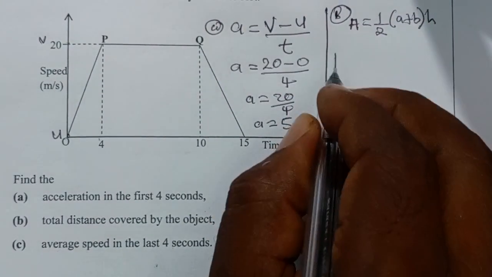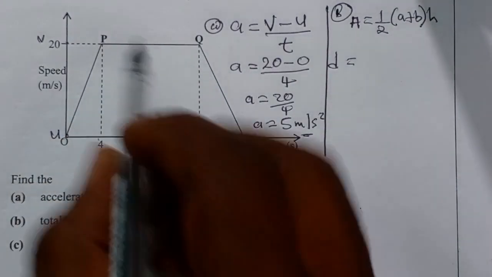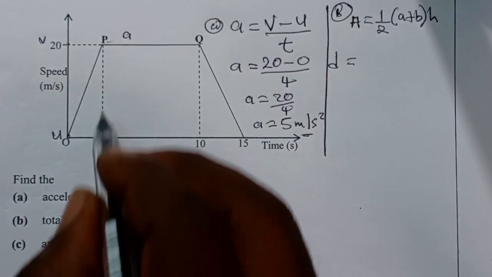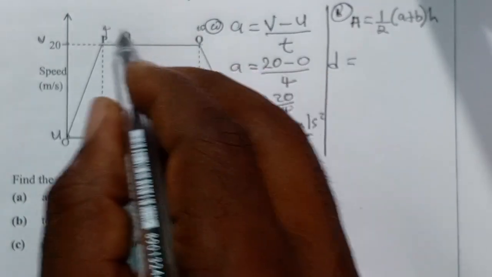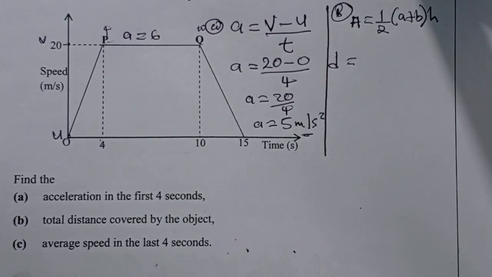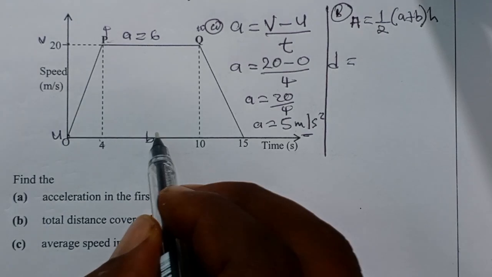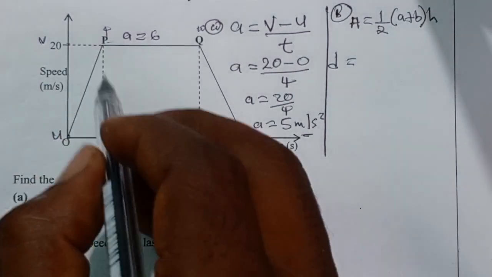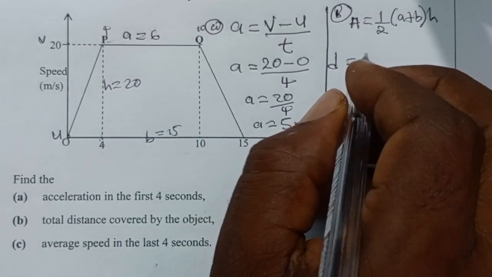So distance is equal to, let's see the value of a. PQ, that is a. The value for a: this is 4, this is 10. So 10 minus 4 is 6. Then b, this is b. So 15 minus 0, that is 15. Then the height from 0 to 20, that is 20. So the value for a is 6.